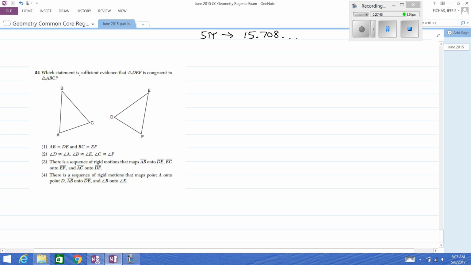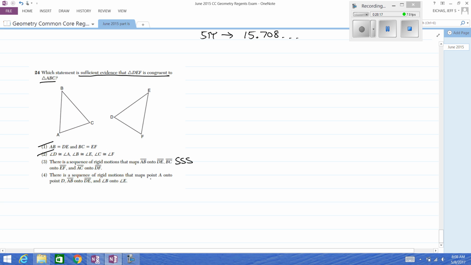We need sufficient evidence to prove the triangles are congruent. This one is basically going to give us 2 pairs of sides, not going to be enough. 3 pairs of corresponding angles, not going to be enough. This is what they want: there's a sequence of rigid motions that maps. There's a pair of sides, there's a pair of sides. Really, that's going to be side, side, side. That's pretty good.